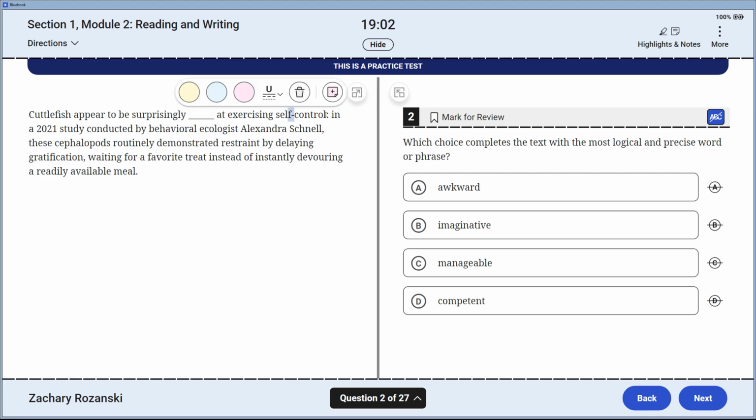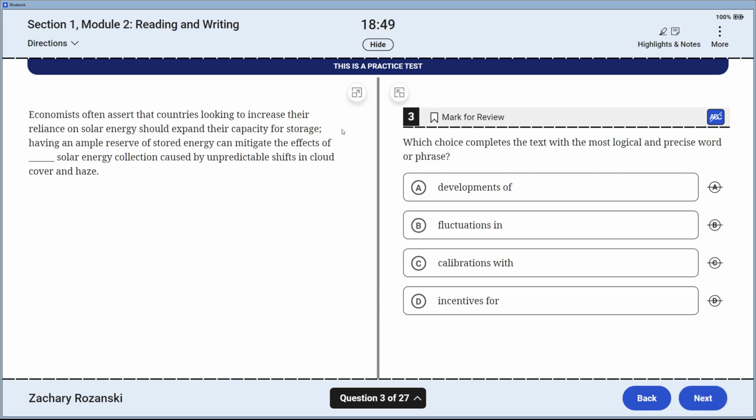Cuttlefish appear to be signed. We've got this over here. Colon's going to kick me forward. These have routinely demonstrated restraint. Therefore, they're competent. Okay, good for you, Cuttlefish. Absolutely awkward to consider Cuttlefish being able to do this. I have a desire to find a signal element. I don't see anything there. Can mitigate the effects. Oh, caused by can be a signal element.